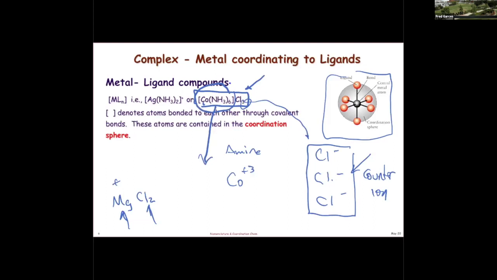Okay, so the key here is that the ammonia is within the coordination sphere. The chlorides are outside the coordination sphere because the chlorides are not bonded directly to the metal, but they are attracted to the cation through electrostatic Coulombic interaction. Okay, so know the difference between a counter ion and a ligand that's within the coordination sphere.